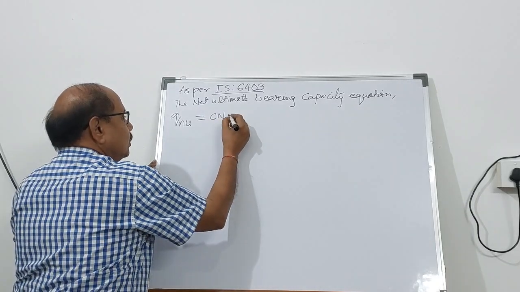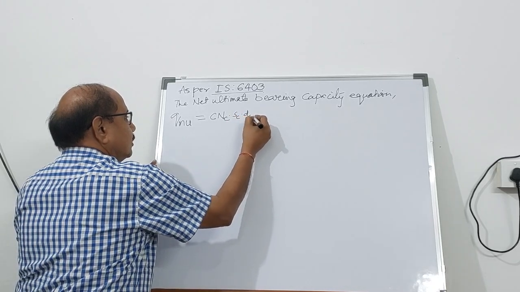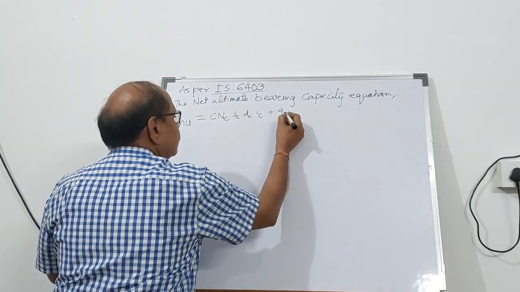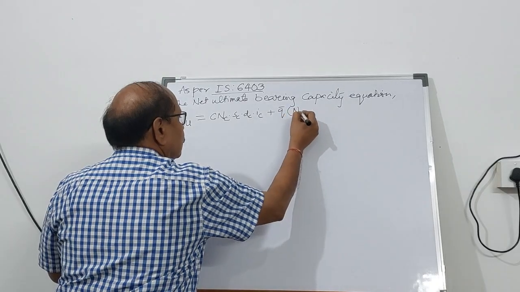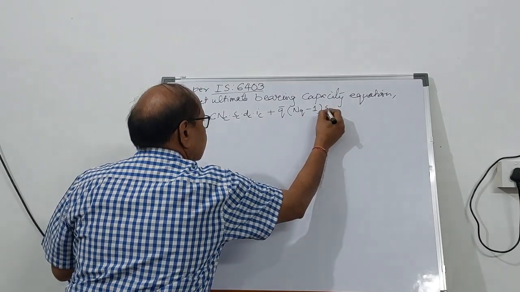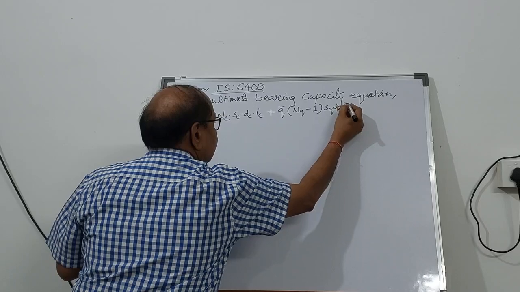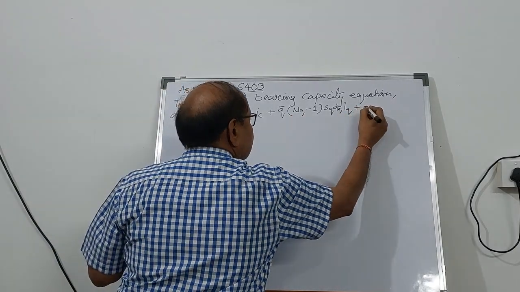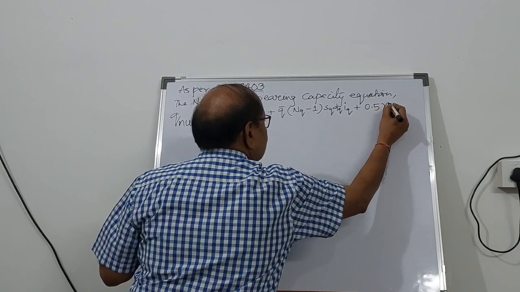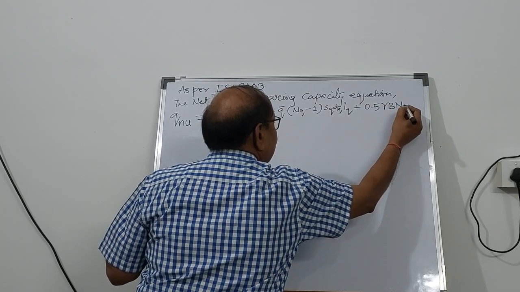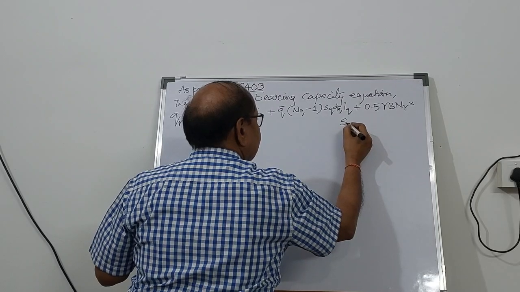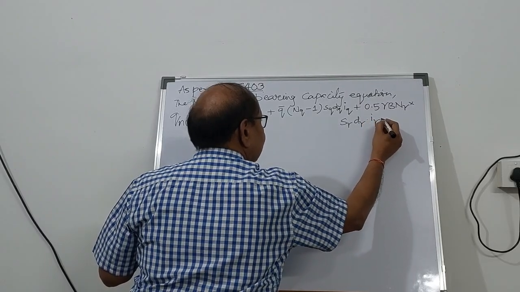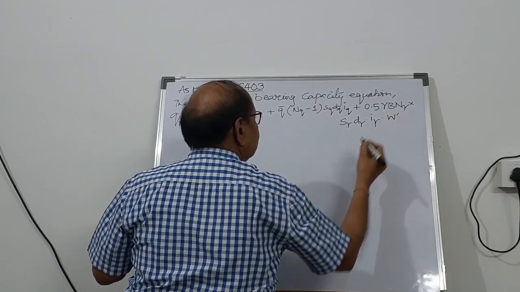C Nc into shape factor, depth factor, inclination factor, plus Q bar into Nq minus 1, then shape factor, depth factor and inclination factor, where Q bar is the effective surcharge, plus 0.5 gamma B N gamma into shape factor S gamma, depth factor D gamma, inclination factor I gamma into water table correction factor.